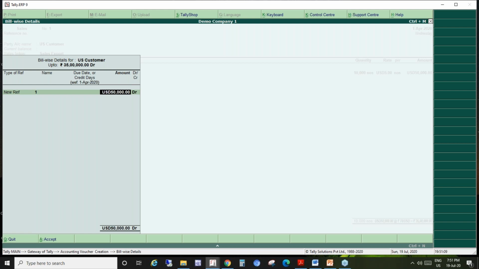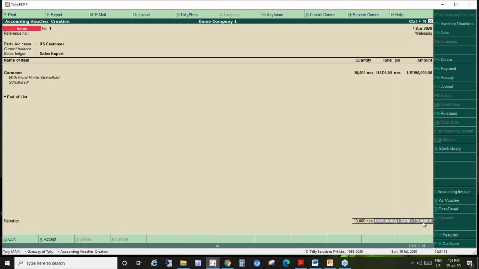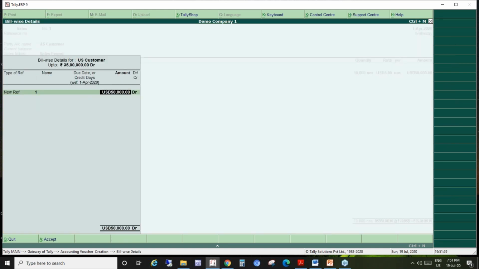Here again, if you see in the bill wise details, the amount which is pending is not the total in base currency, that is 35 lakhs. The amount which is pending is US dollar 50,000. That is the amount which is pending, and this is very important for all of us to understand because our report would be viewed in this only.